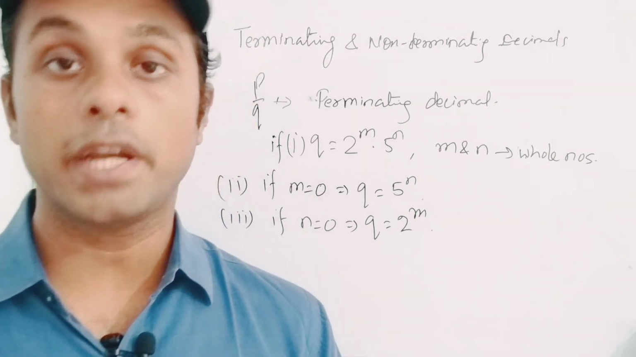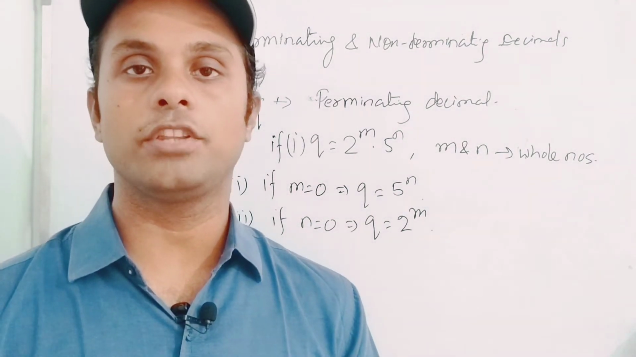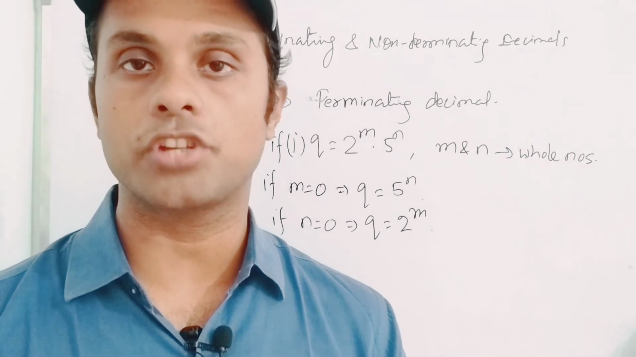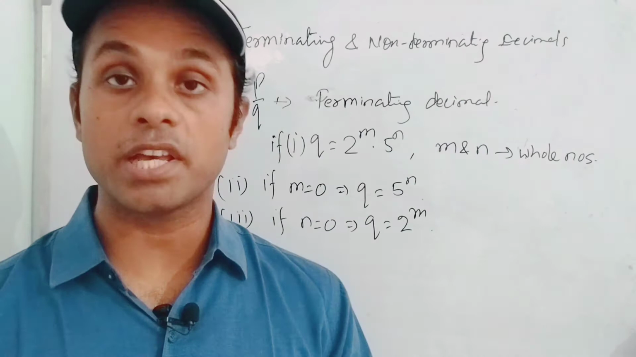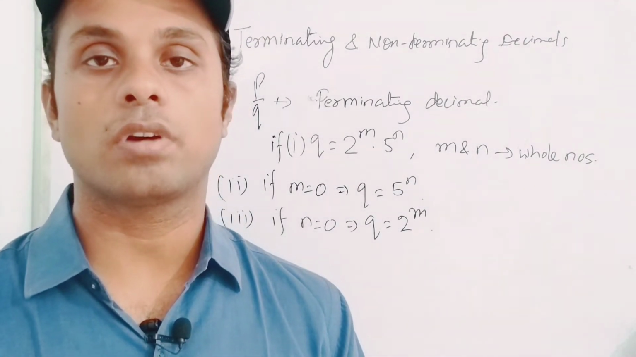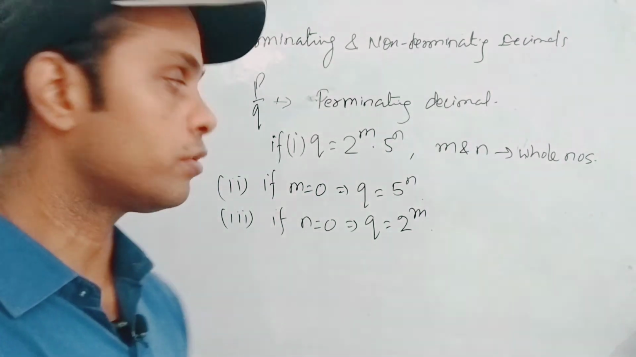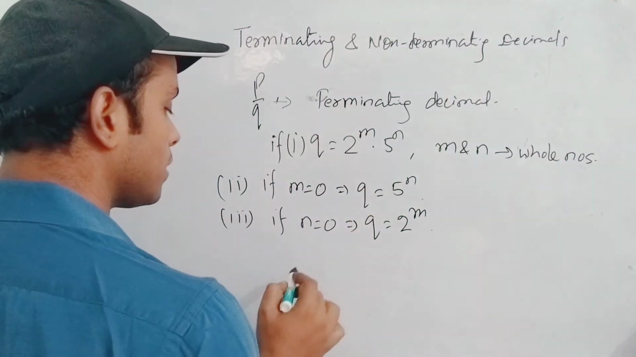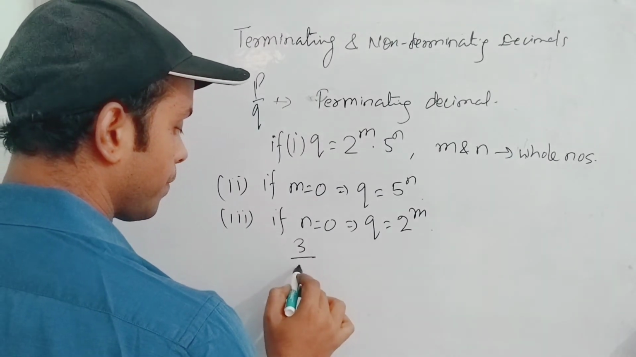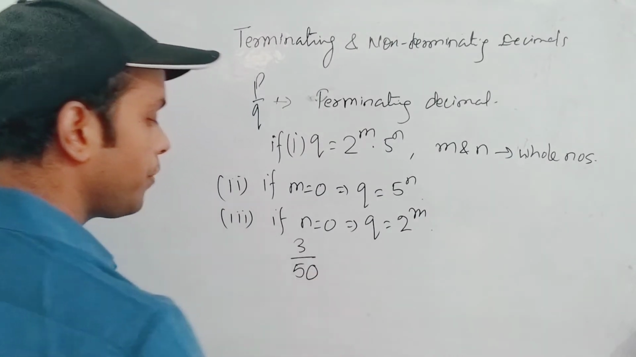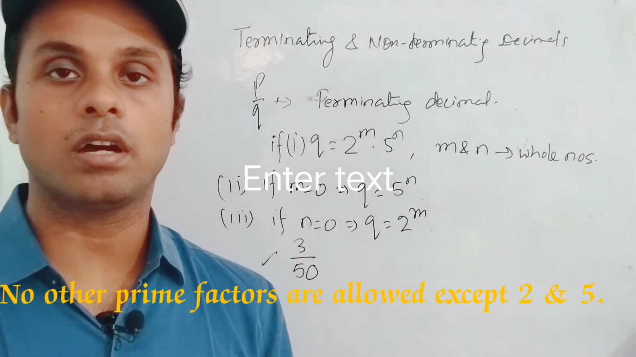That means if the prime factorization of the denominator is of the form 2 or 5 or both, only then the decimal expansion will be terminating. If any other factor is coming in the denominator after prime factorization, and p by q is already in the simplest form, then it's always non-terminating. I'm giving you an example also. Look, if we take an example of 3 by 50, now check whether 3 by 50 is terminating or not.